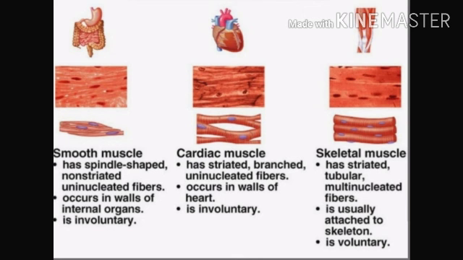Smooth muscles have spindle-shaped, non-striated, uninucleated fibers. Cardiac muscle has striated, branched, uninucleate fibers. And skeletal muscles have striated, tubular, multinucleate fibers. Smooth muscles occur in the walls of internal organs. Cardiac muscle occurs in the wall of the heart especially. And skeletal muscle is usually attached to the skeleton. Smooth muscle is involuntary, cardiac is also involuntary, but skeletal is voluntary.